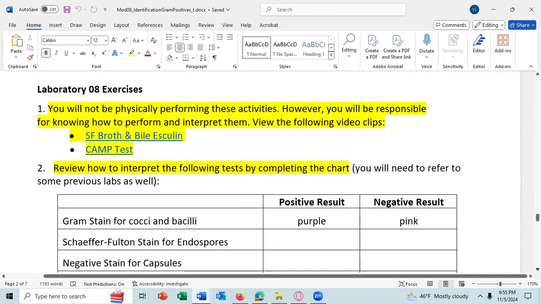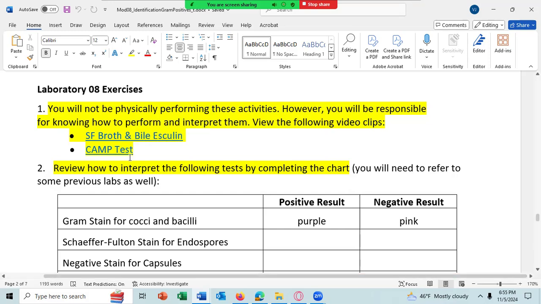All right, let's go to the laboratory exercises. You're not physically going to be performing any of these activities because everything we do will be done online. However, you will be held responsible for knowing how to perform and interpret the following tests. You can look at the SF broth test and the bile esculin test by watching these video clips. And then we have a video clip on the CAMP test.